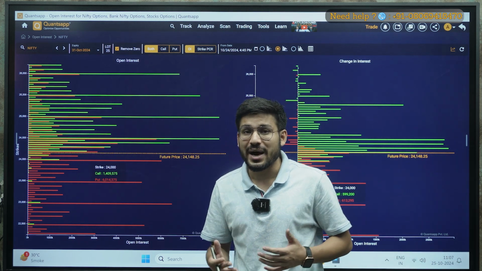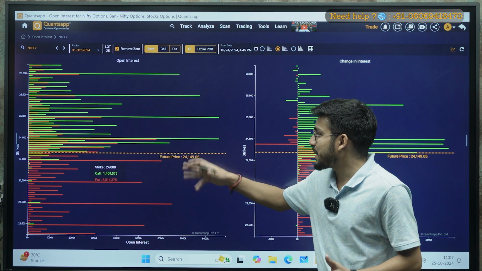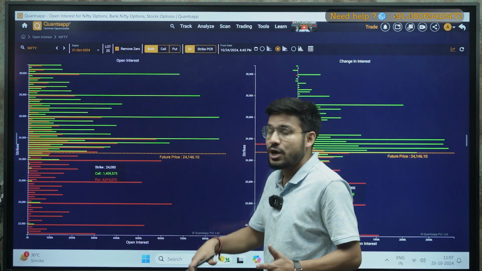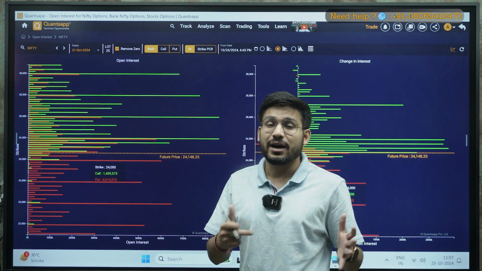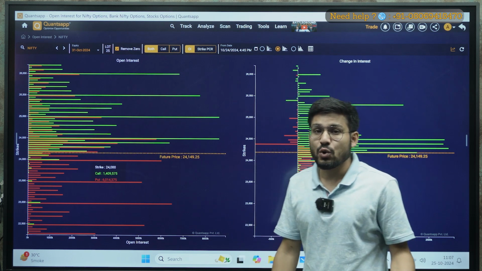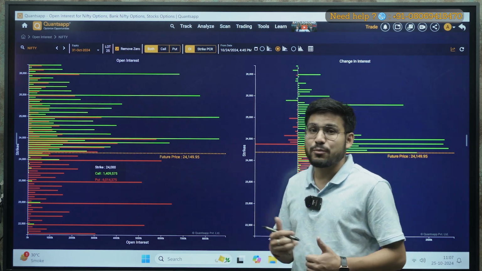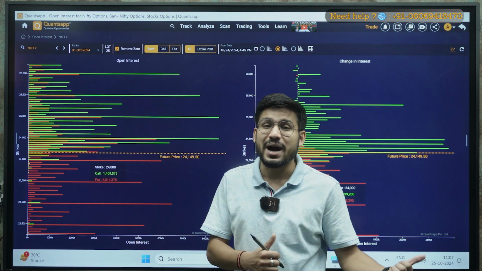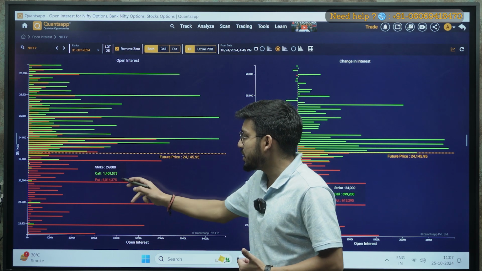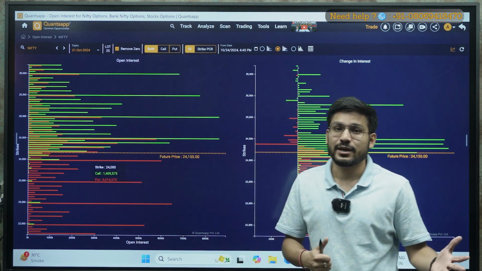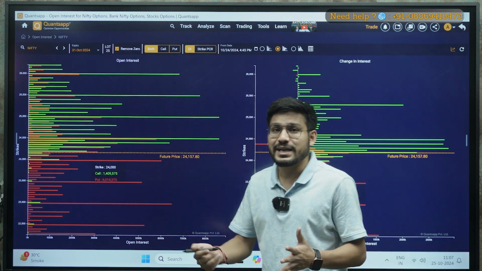So if you are a buyer, what can I do? If my price falls to 24,000, I can go and buy a call option there. If I'm going for the weekly expiry, I can just buy a call of 24,000, right? Because my market will not break it. So that is how you can trade as a buyer.